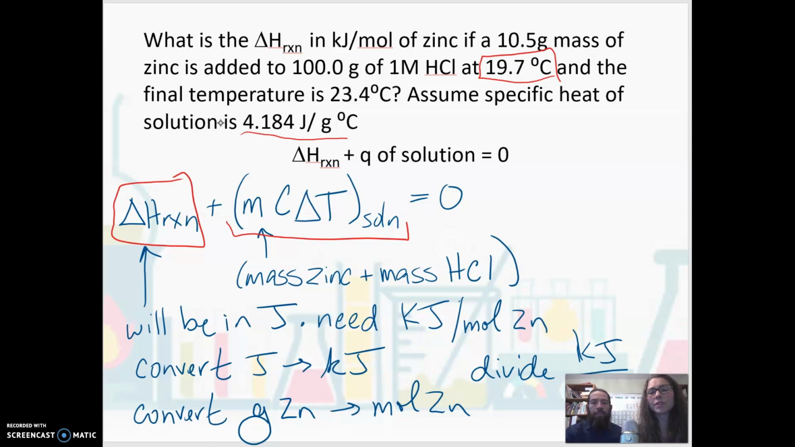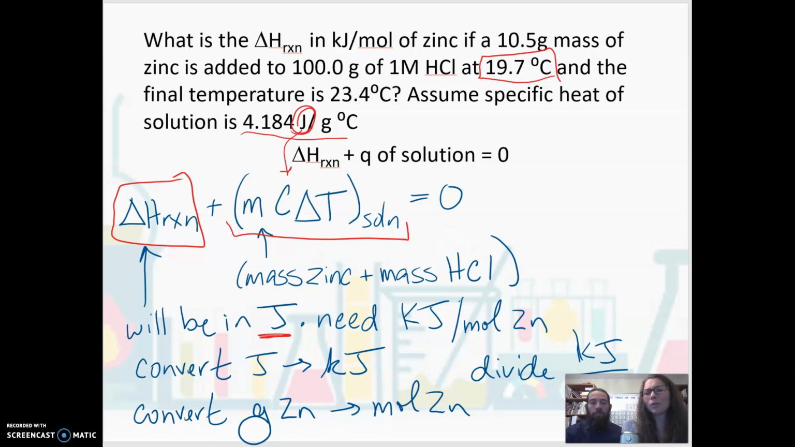Once we can solve for this MC delta T, that's Q of the surroundings. The opposite sign of that will be the delta H of reaction. When we solve this, it is in the energy unit of our specific heat. So everything else cancels and we're left with joules. So when we solve it, we're going to be in joules, but we need kilojoules per mole. We'll need another step to convert joules to kilojoules.